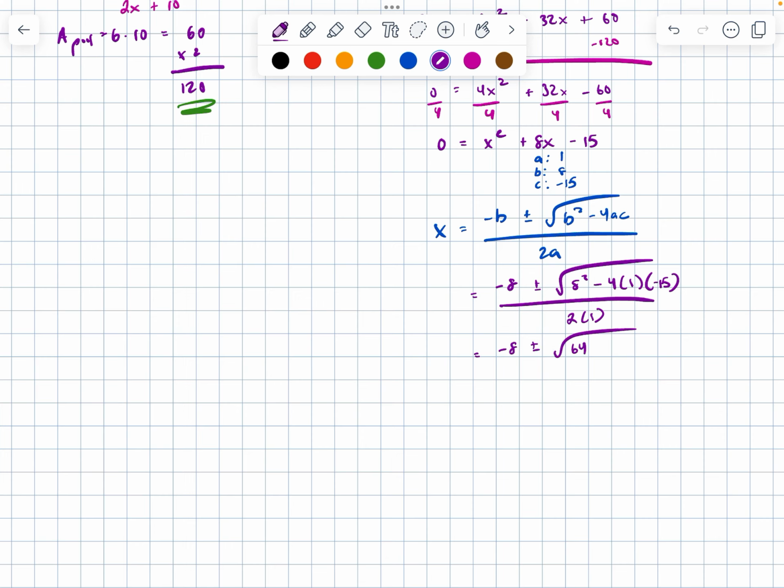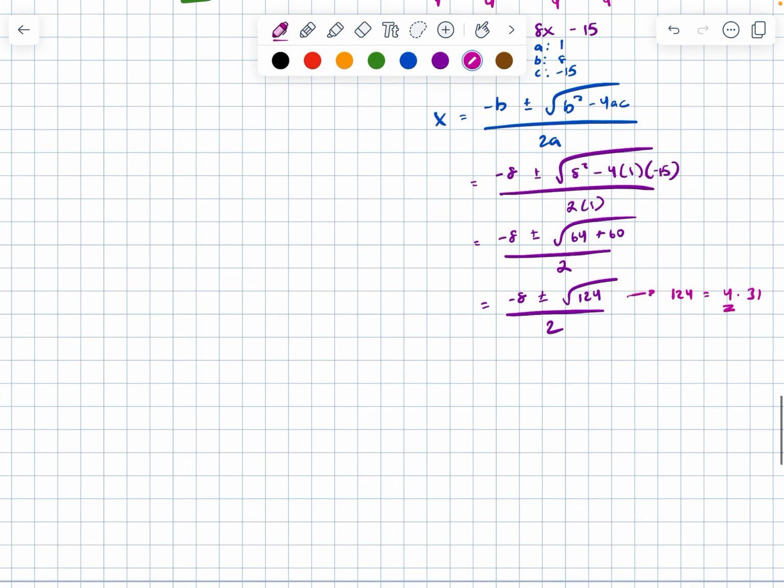Simplifying as much as I can, I've got negative 8 plus or minus the square root of 64. Negative 4 times 1 is negative 4. Negative 4 times negative 15 is positive 60 all over 2. Simplifying even further, inside of that root, 64 plus 60 is 124. All of this over 2. Again, 124 is not a perfect square, but 4 certainly is. And 4 times 31 is equal to 124.